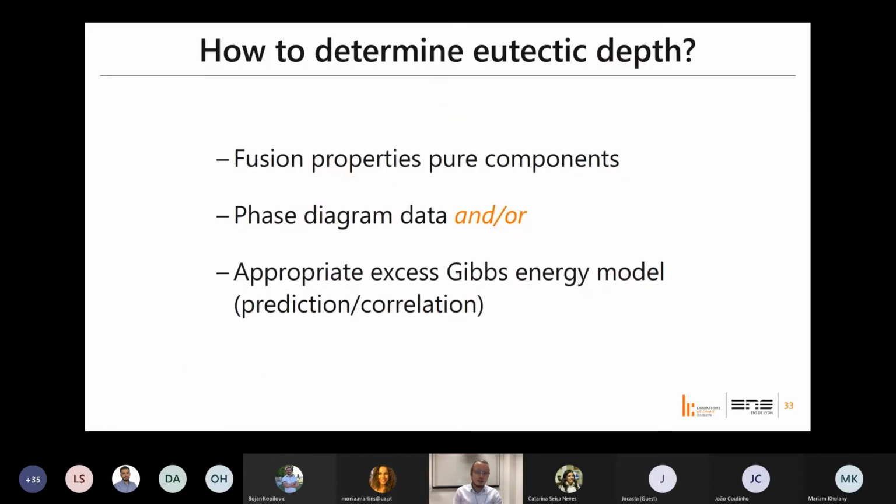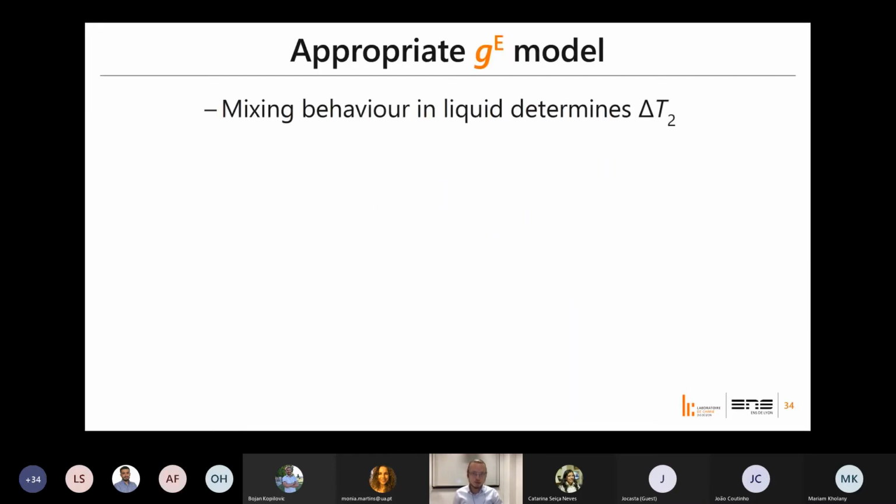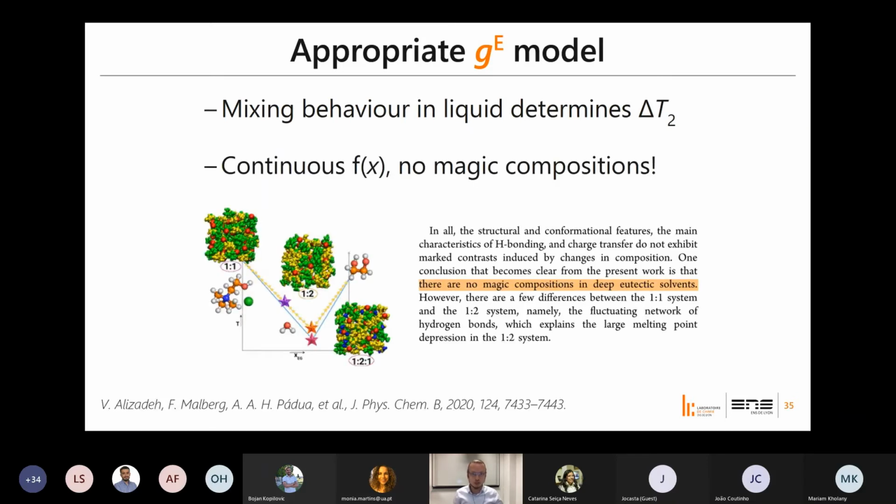Then, if you have the phase diagram, you can describe it using Gibbs excess energy models, or predict it if you don't have data and you have a nice predictive model. And I know you do this a lot in your group, but I will go over it quickly. I think it's important to note that the depth of the eutectic is mainly determined by the mixing behavior in the liquid, because it's in equilibrium with the pure solid, normally a pure solid. The main interaction is in the liquid, so there should be a good model to describe these excess properties in the liquid.